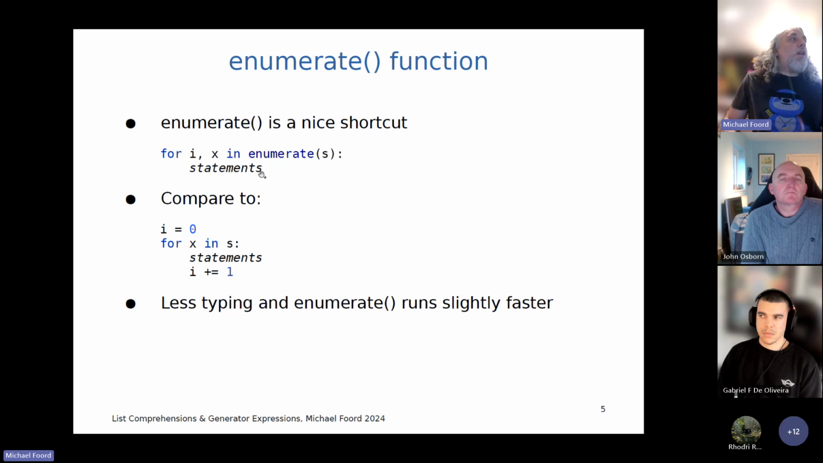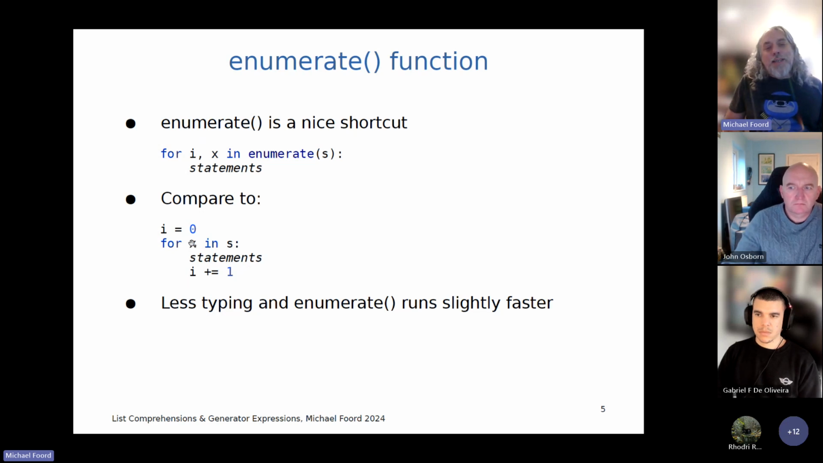Okay, so enumerate is a nice shortcut. This is how we use it, for i, x in enumerate, and this is the code it's exactly equivalent to. Nice and straightforward, hopefully. Does that make sense to everyone?